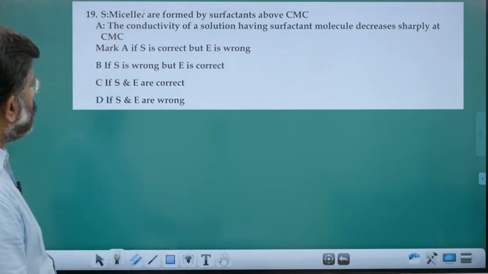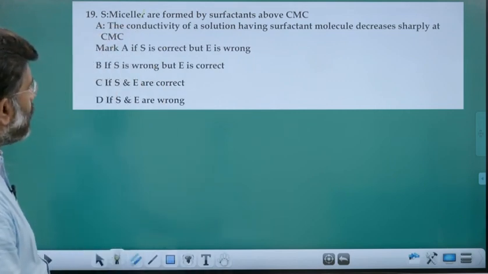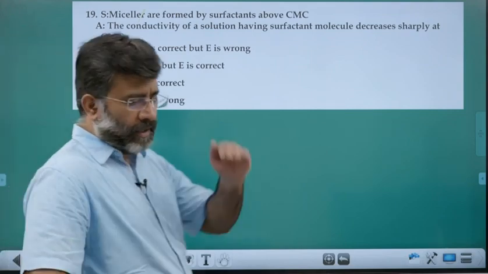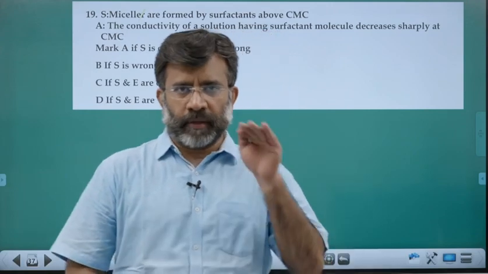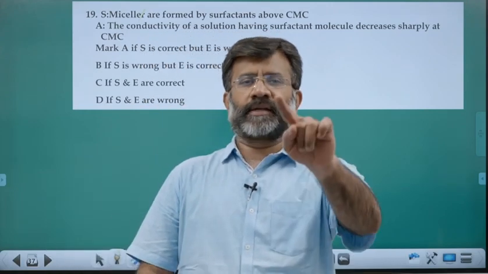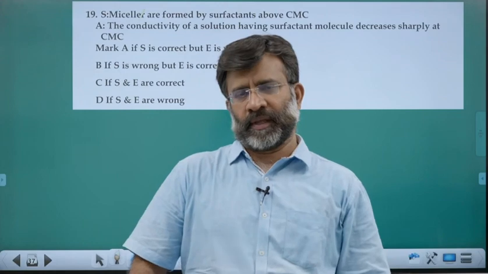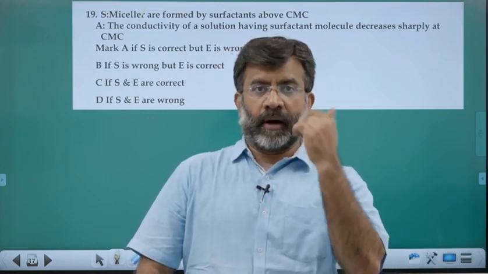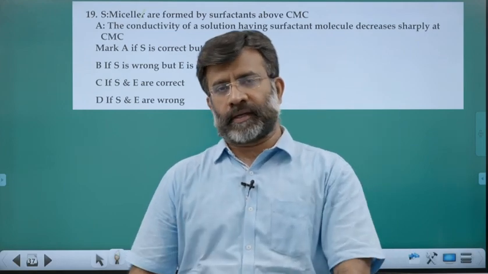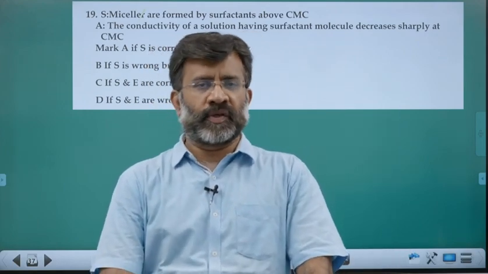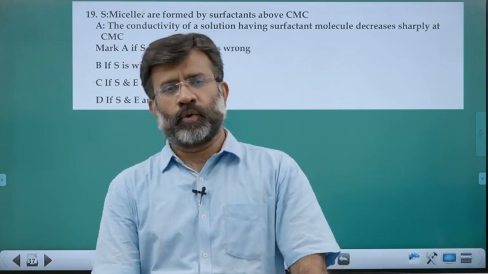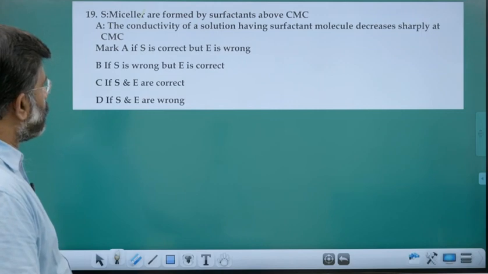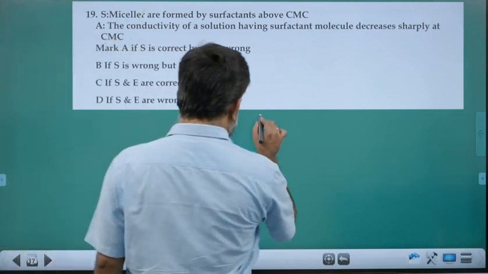The conductivity of a solution having surfactant molecules decreases sharply at CMC. Right? Because below CMC, it will act as a true solution, and above CMC, it acts as a colloidal matter, and the conductivity decreases sharply. So we can have a graph like this, am I right?